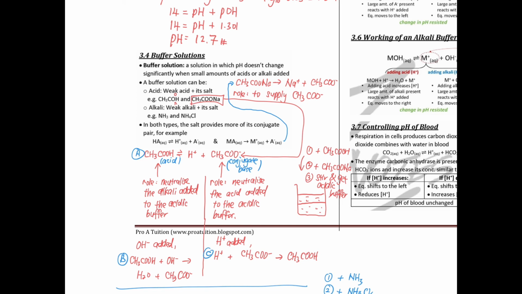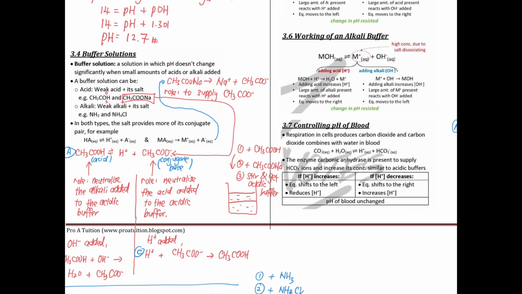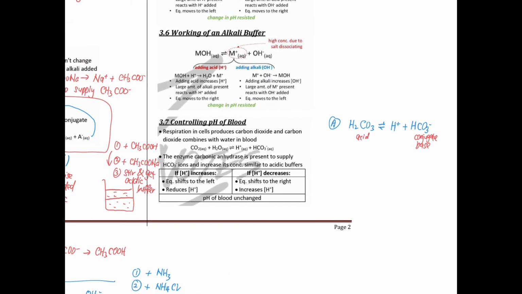The acid will react with the conjugate base to form the acid molecule. Let's say I call it C. If you add acid, then the acid will react with the HCO3-, which is the conjugate base, to form H2CO3. Okay, equation B.